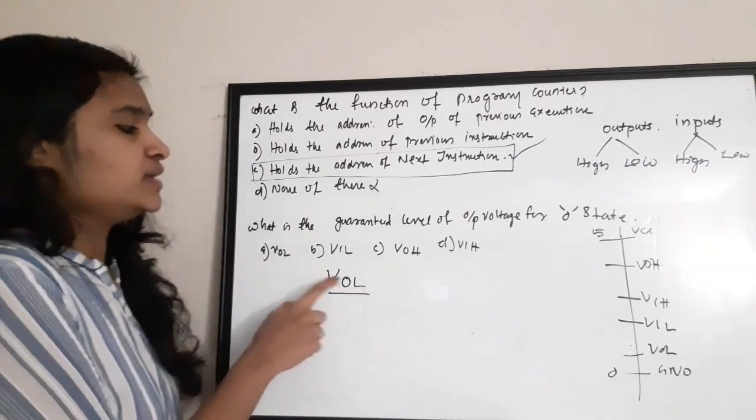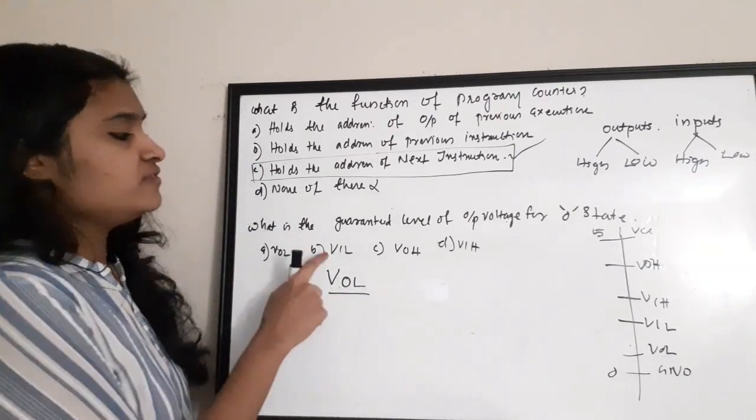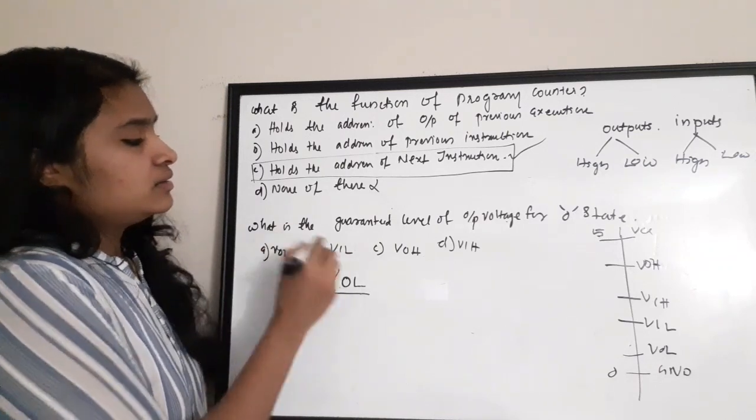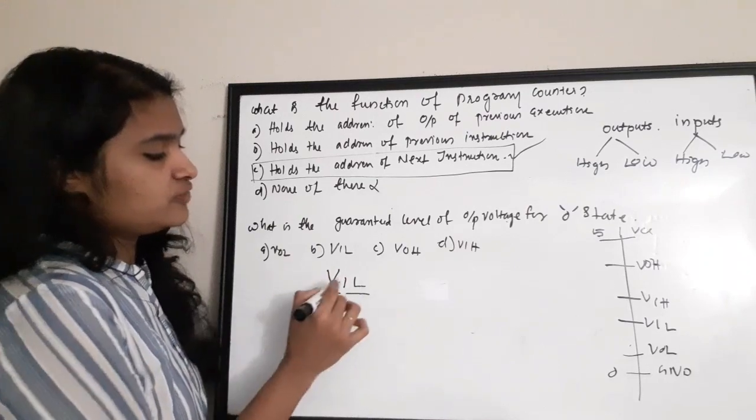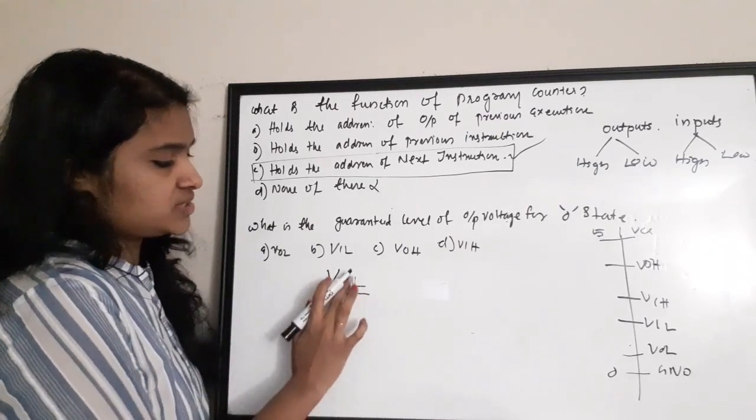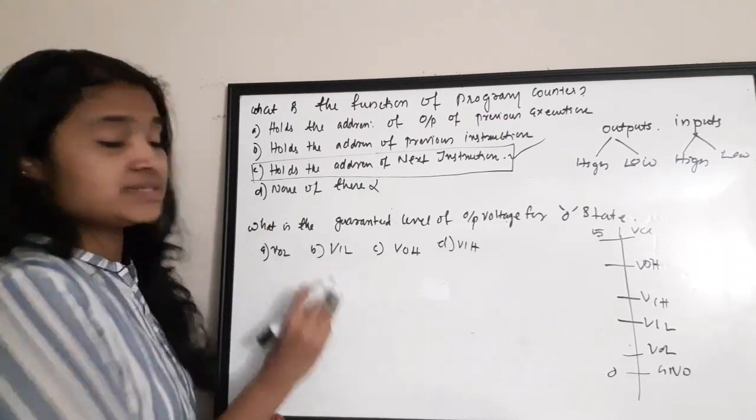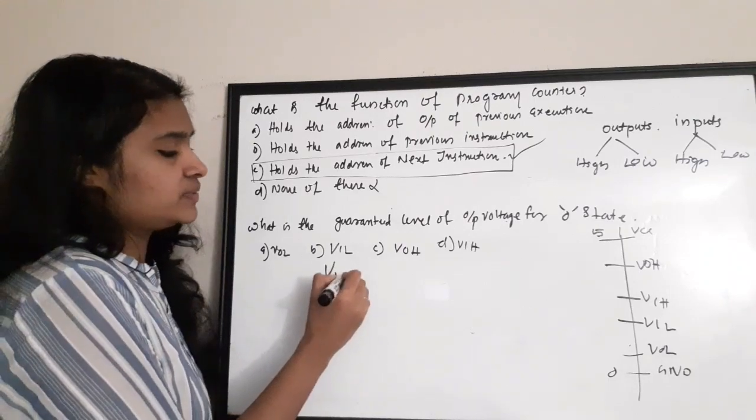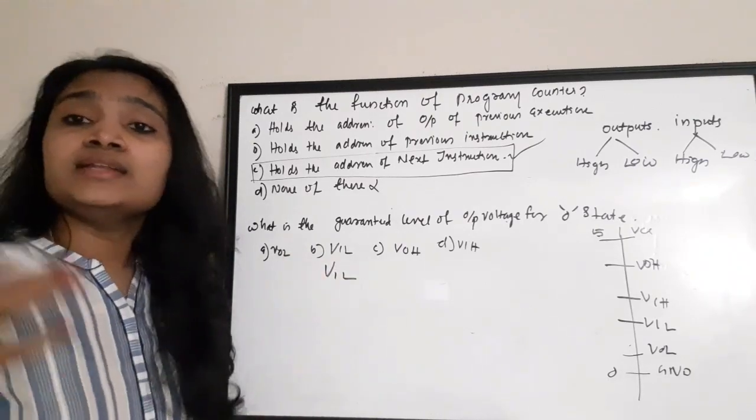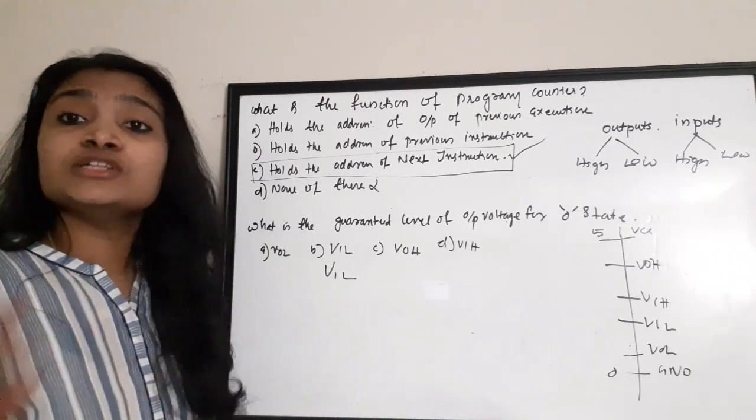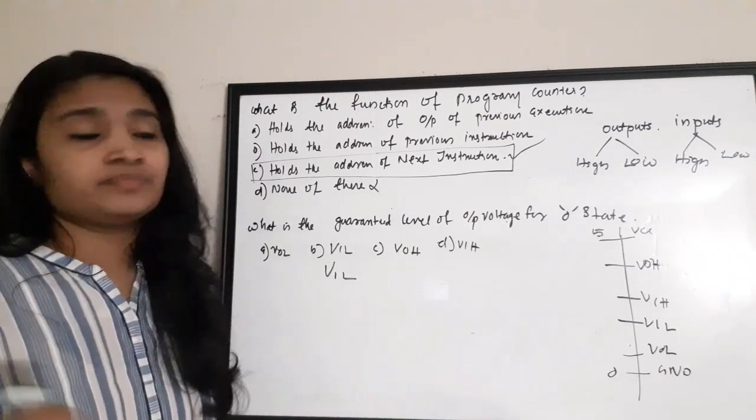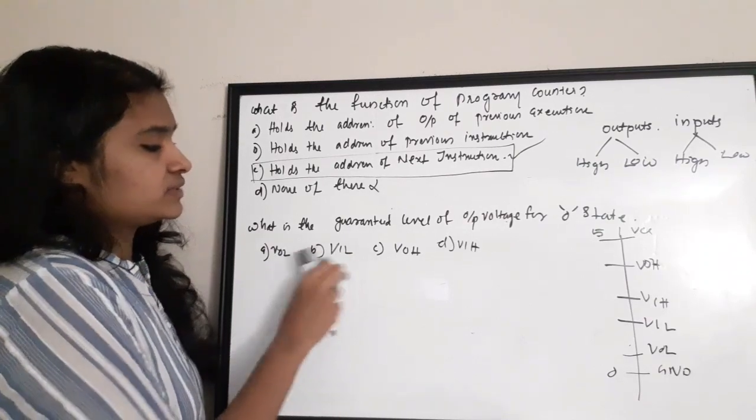It is called VOL. Next, VIL. If it is an I, it is at the input side. If it is an O, it is the output signal. So VIL means it is an input signal. VIL means it is the maximum value coming at the input still to be considered as a low signal. So that is VIL.